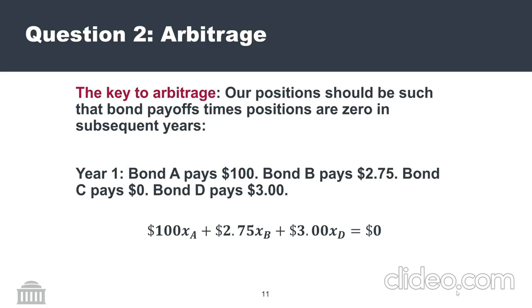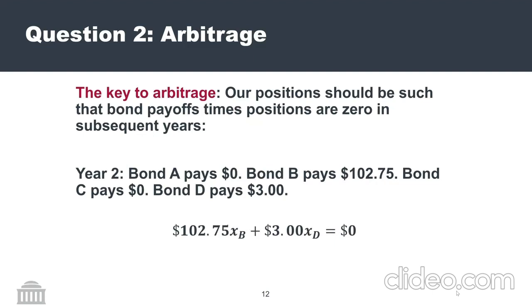Now, bond B is a 2.75% coupon bond, and it's a 2-year bond, so it pays us the first coupon at the end of year 1. So we get 2.75 times XB. Bond C is a zero coupon bond, so it pays nothing, and it matures in year 3. And bond D is a 3% coupon bond, so it pays us the first coupon, $3, at the end of year 1. Hence we get the following expression, and this has to equal $0 because, again, we have to ensure that our cash flow at the end of year 1 is exactly 0.